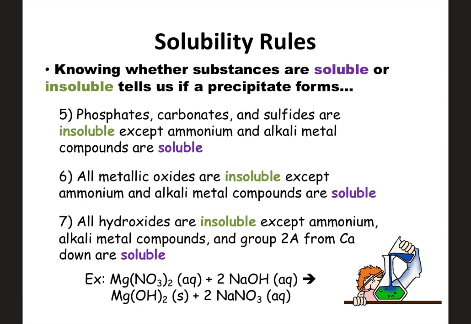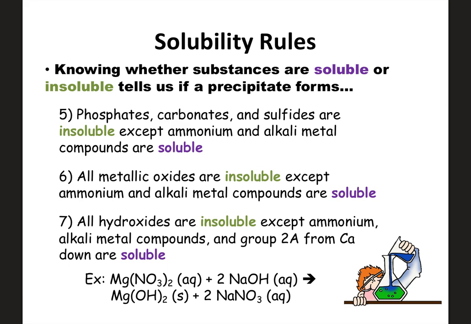And then Rule 7 is dealing with hydroxides, OH compounds. They're typically going to be insoluble as well, except ammonium and alkali metal compounds, again, Rule 1, and it says group 2A from calcium down. Basically, it's the calcium, strontium, and barium again. All right. So in this rule, calcium, strontium, and barium hydroxide would all be soluble. It's kind of different from the sulfate rule. All right. So be careful with these and definitely look these over.